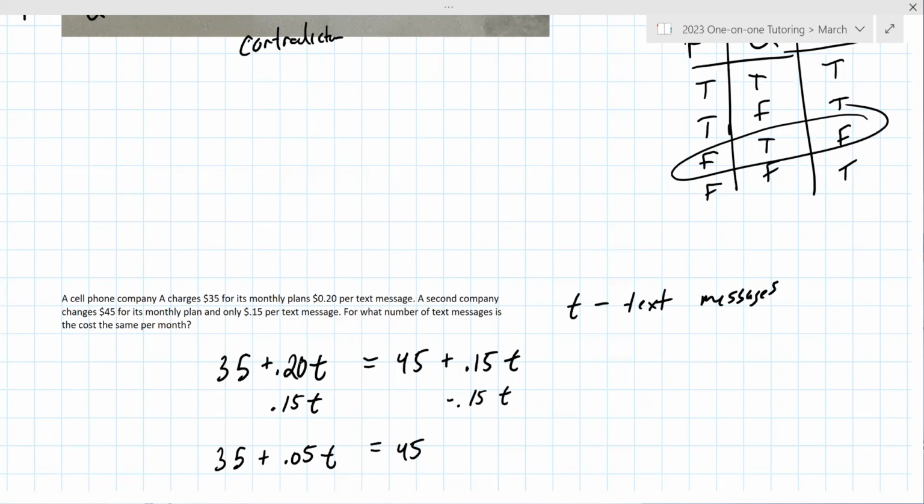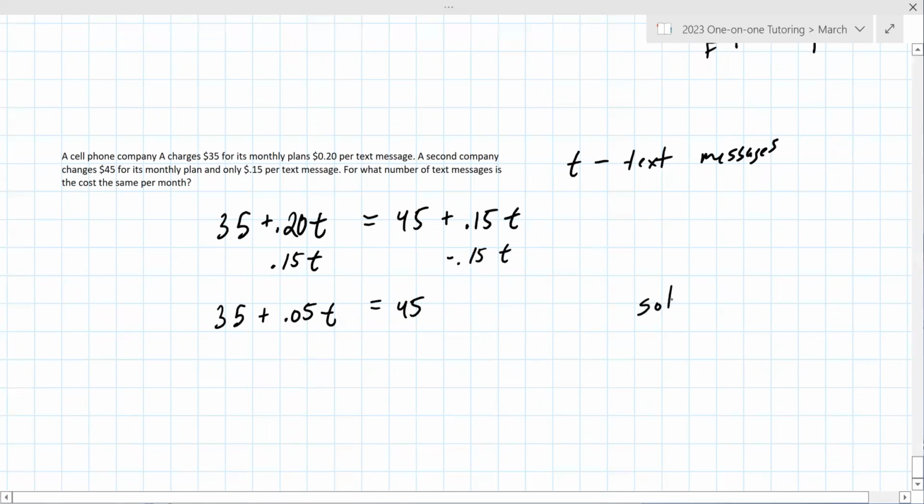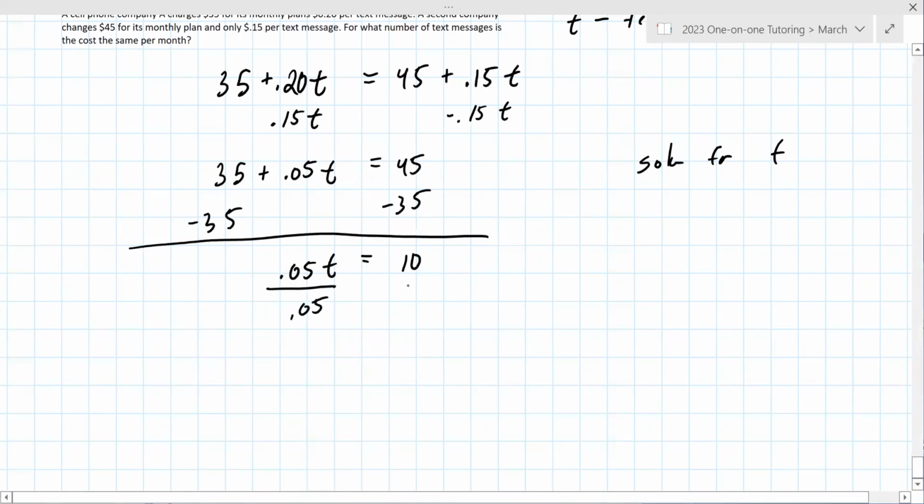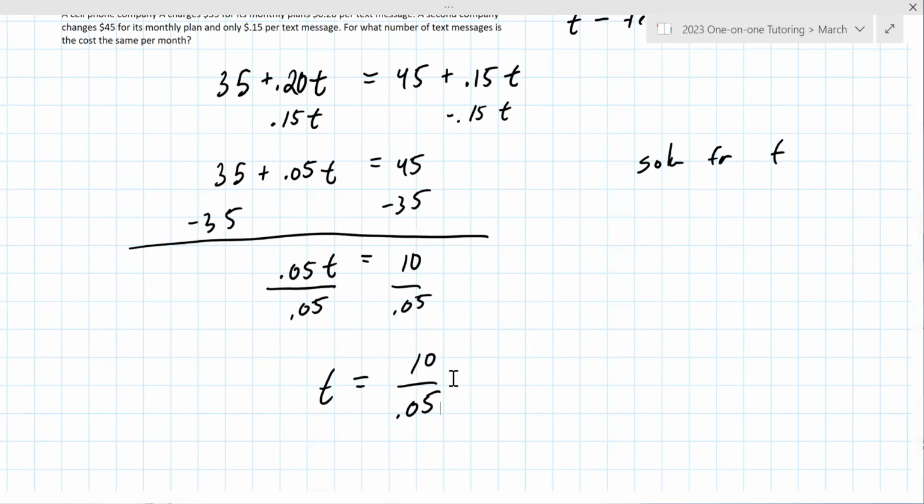So for what number of text messages is the cost the same? So you have to solve for t. Did you subtract 35 from both sides? I'm doing that. Okay. So the 0.05t is equal to 10. Yes, yes. So this is maybe the hardest part here, is because you've got to do it by hand. If you asked an adult to do this by hand, they would probably rather do something else than divide by a decimal. But do you know how to do this? Do you have questions on how to do this? No, but I get it now.